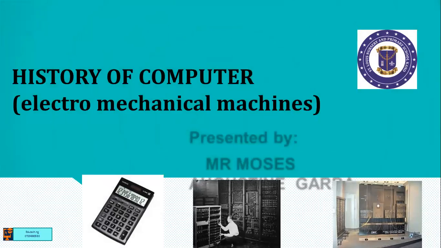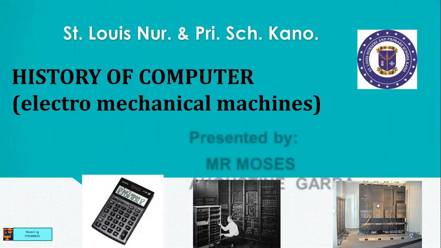This is a computer lesson for primary 2 pupils, the third week of third term. Now the topic is history of computer. But in the history of computer, you see that we have been talking about history of computer since the beginning of this third term. But today we are talking about the electromechanical machines. So this is our topic today.